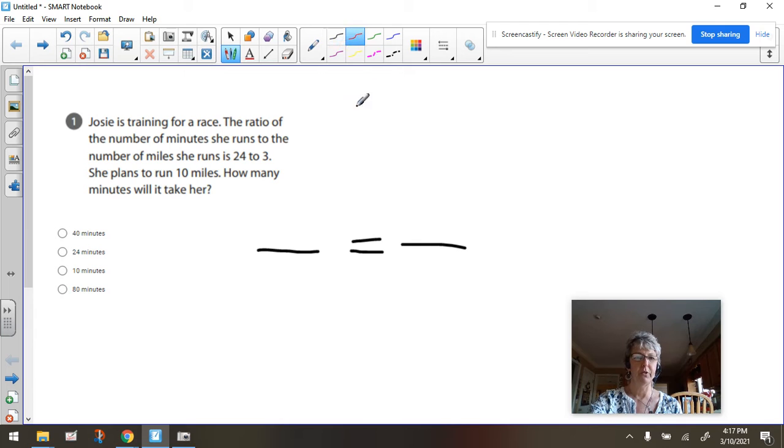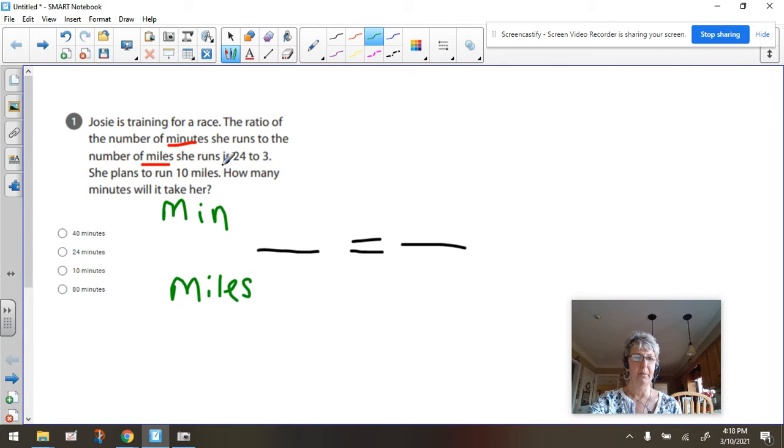So what are the units? So they're talking about minutes, and they're also talking about miles. What I don't like about this question is they both just coincidentally happen to start with an M. So that means we're going to have to write more than just an M. So what if we take minutes and put it on top, and miles and put that on bottom?